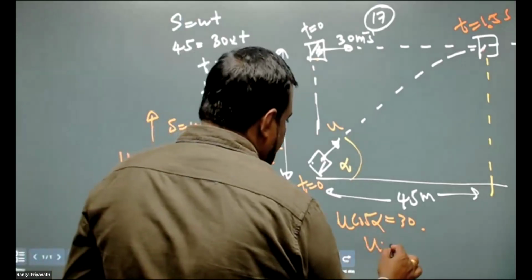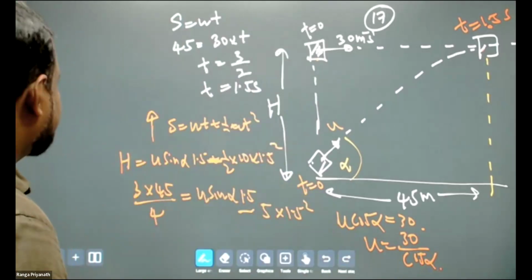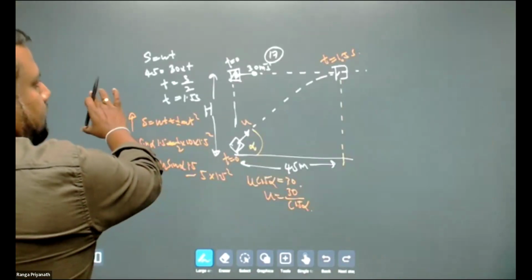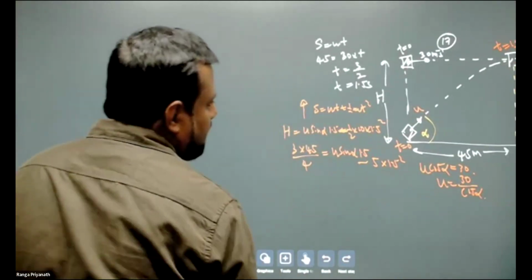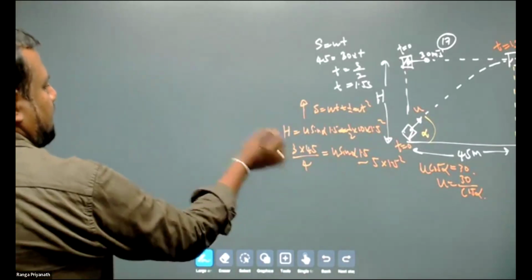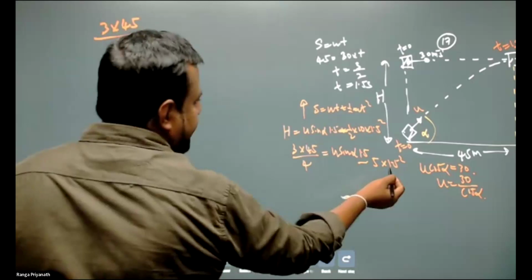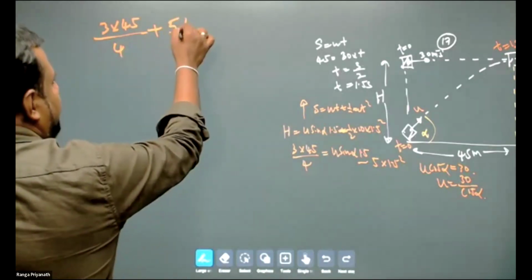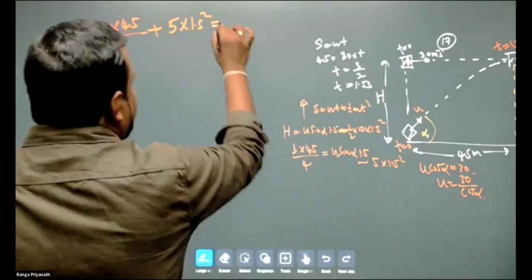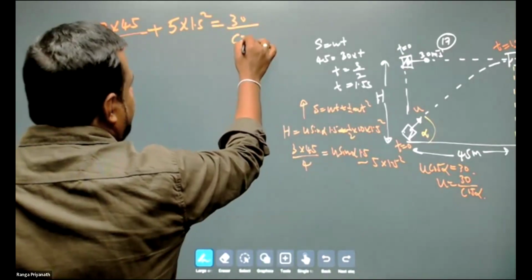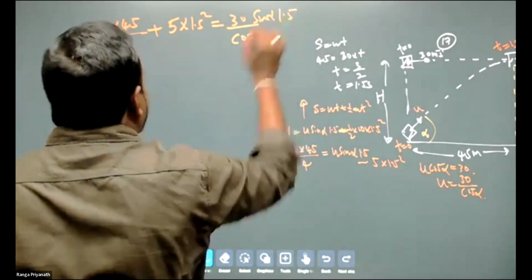You can subject u here: 30 divided by cos alpha. Divided by cos alpha. 3 into 45 over 4, take this one, plus 5 into 1.5 squared, equal. Instead of u, I can take 30 divided by cos alpha, sin alpha, 1.5.